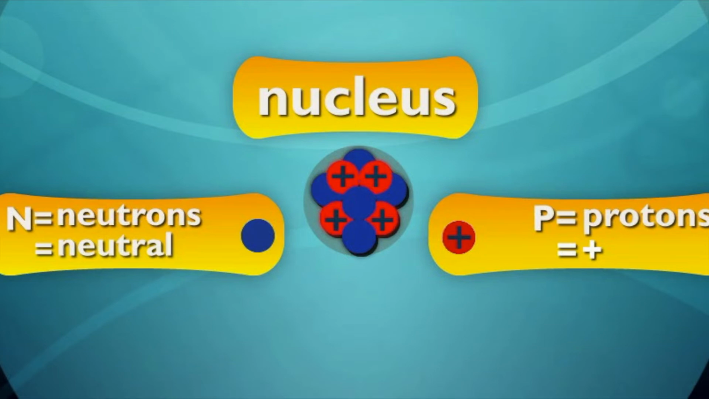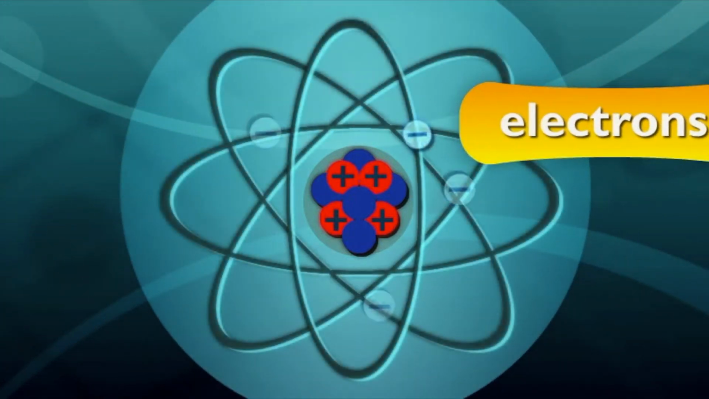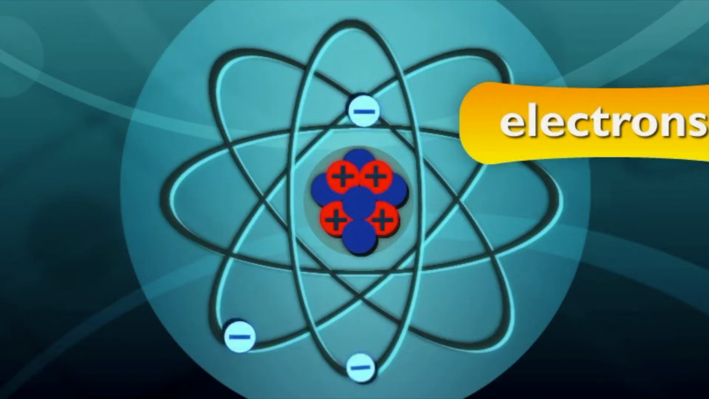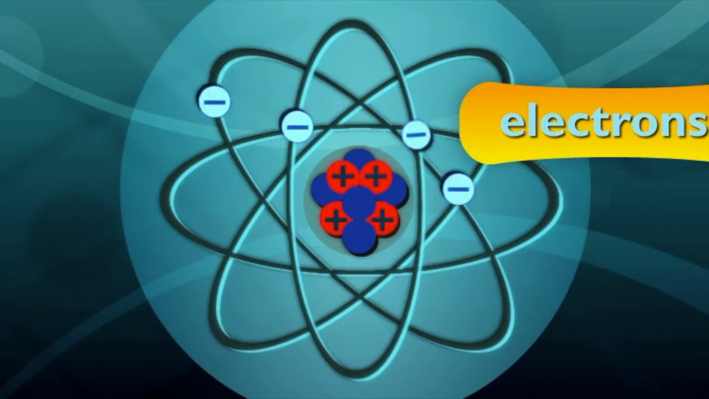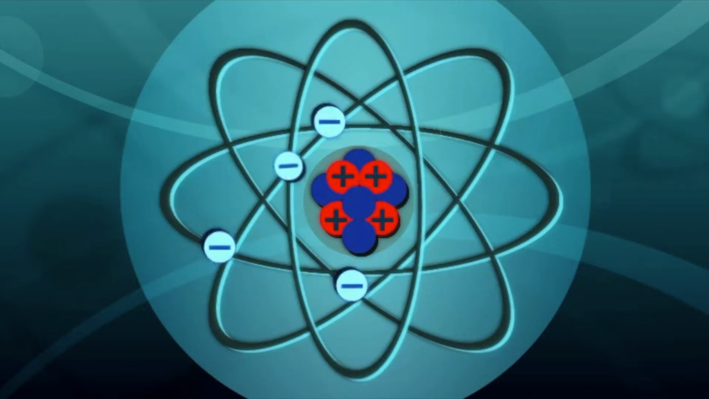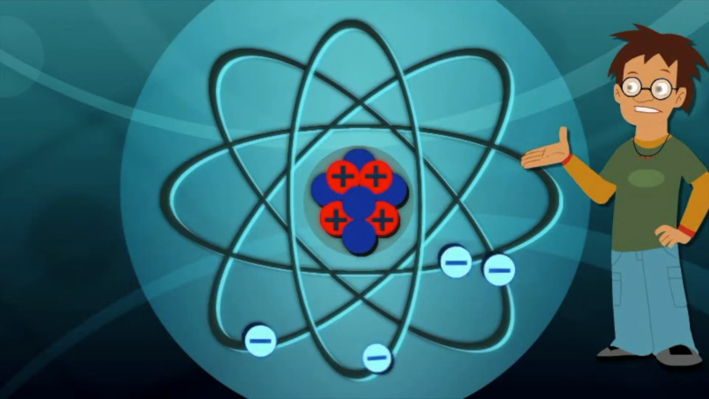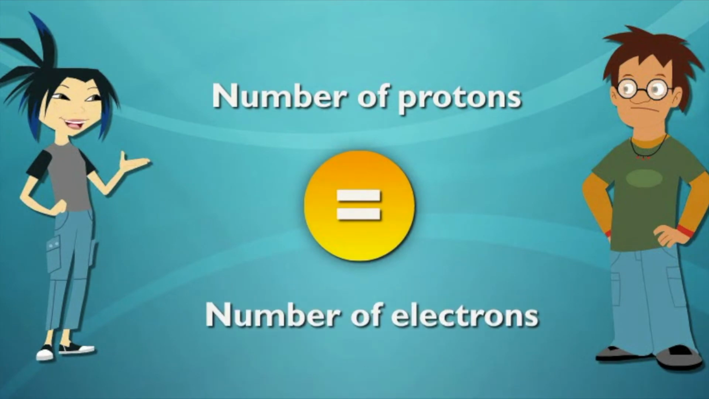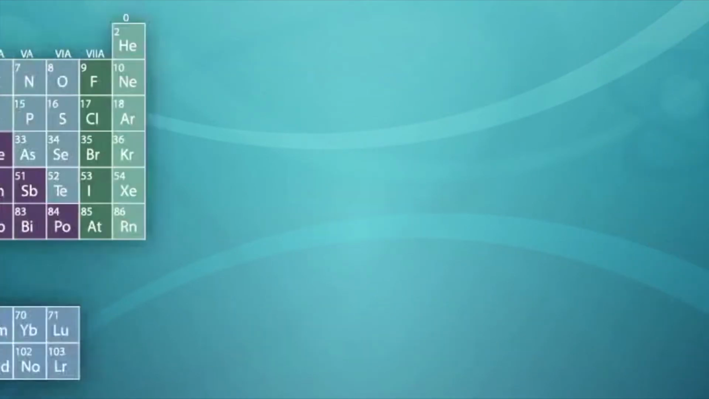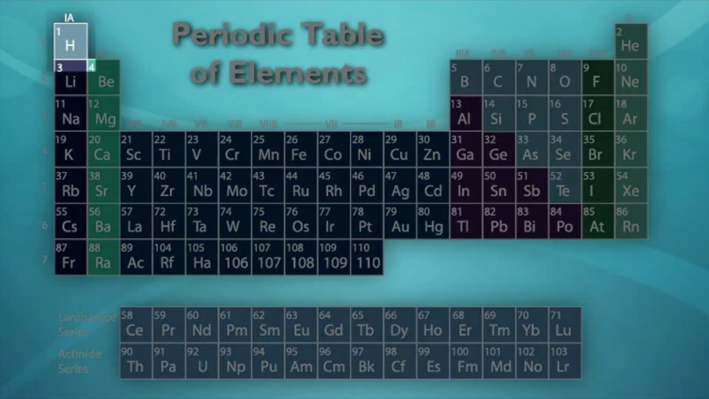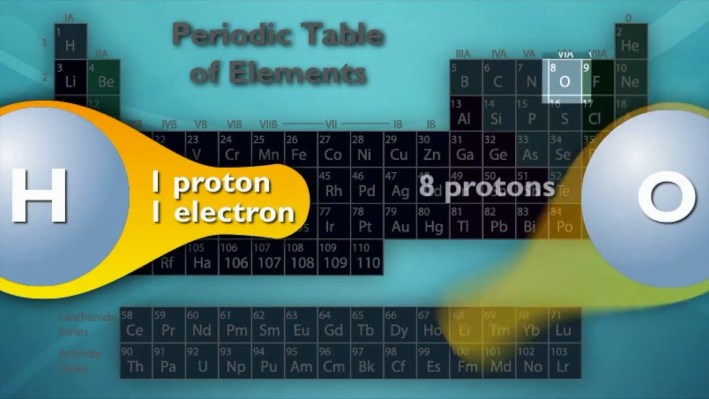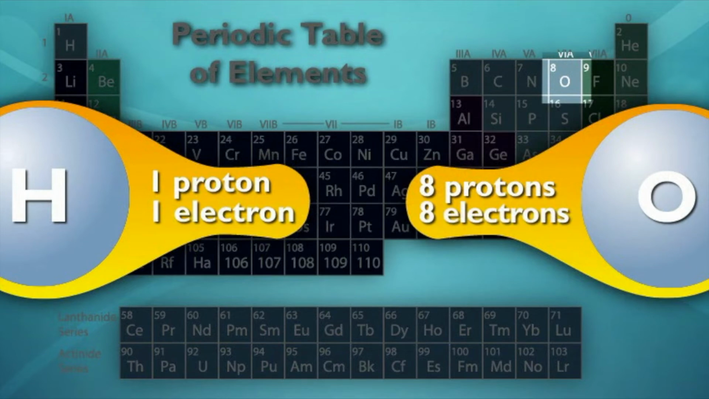Oh, there's more. Electrons are the tiniest part of all, and they move in circles around the nucleus, sort of like how the planets orbit the sun. Electrons have a negative electrical charge. So how many protons and electrons are there in an atom? The number of protons in an atom is equal to its number of electrons. That number determines what element the atom makes. The element hydrogen has 1 proton and 1 electron. It's number 1 on the periodic table. Oxygen has 8 protons and 8 electrons, so it's number 8.